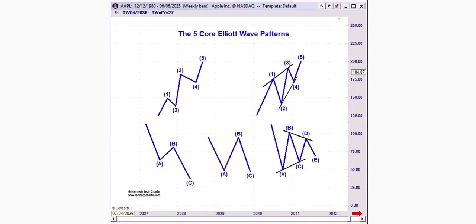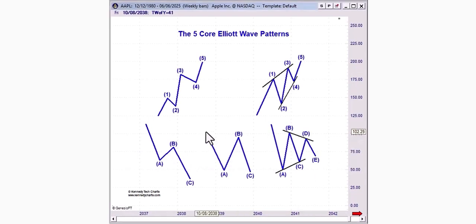Welcome to week 4 of our little series, our basic review of the Elliott Wave principle. This week we're going to be discussing the flat correction. Now, the flat correction would be this pattern right here.